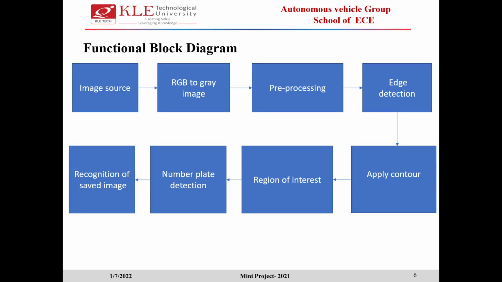So now let's move towards the functional block diagram. So in the functional block diagram, the first block is an image source. We take the input image source and then we convert the input image source from RGB to gray. So after converting the RGB image to gray image, the next step is the pre-processing step. After the pre-processing step, we detect the edges. That is, we are detecting the edges using an edge detector called canny edge detection. So after detecting the edges, we apply contours in order to get our region of interest. So once we get our region of interest, then we detect the number plate, and then later on we recognize it using the OCR technique.